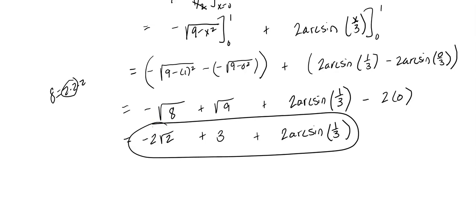Remember, we want exact forms. We do not want decimal approximations unless you are instructed to round. So if it doesn't tell you to round, put in the actual exact value as your answer, and this would be considered the exact value.